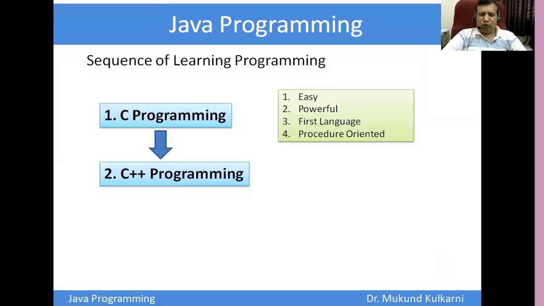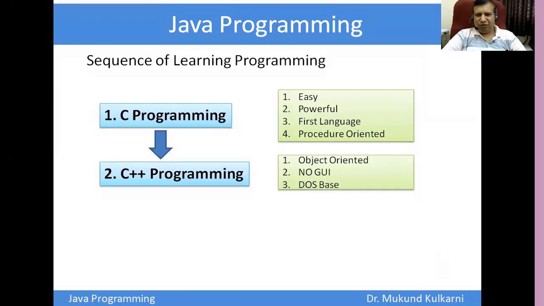Then we have to move towards C++ programming, in which we are going to learn object-oriented programming features. C++ is object-oriented, but object-oriented programming is not compulsory in C++. Now, what are the limitations of C++? There are also no GUI components. It is a DOS-based programming language.